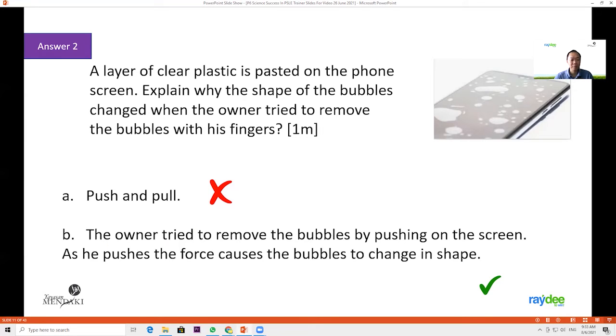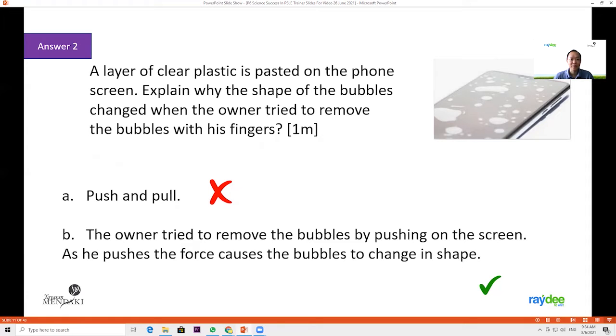So it's a force, right? Pushing. As he pushes, you see the force caused the bubble to change in shape. So can you see that? A force has an effect on the object, and in this case, the force caused the bubble to change in shape.